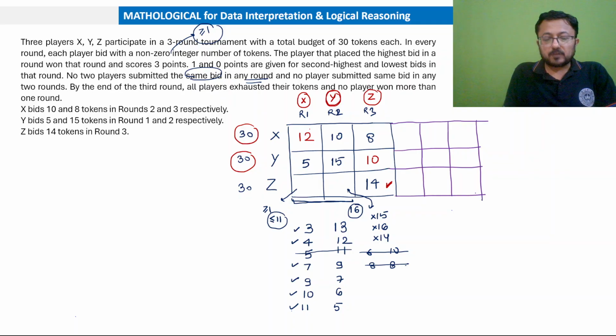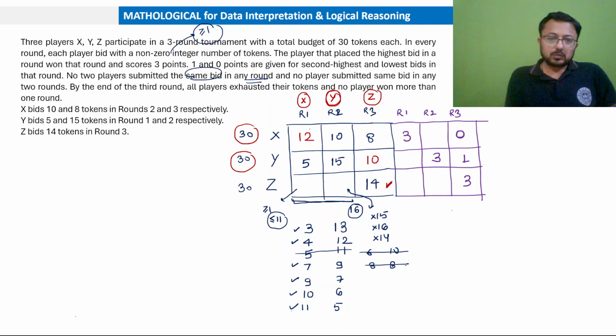So this table of 3 cross 3 is for points in every round. So points in round 3 for x, y and z will be 3 points for z, 1 point for y and 0 points for x. Now 3 points in round 2 are given to y because y has won that round. 3 points in round 1 are given to x because x has won that round. अब 0 और 1 का confusion रहेगा in round 1 and round 2.